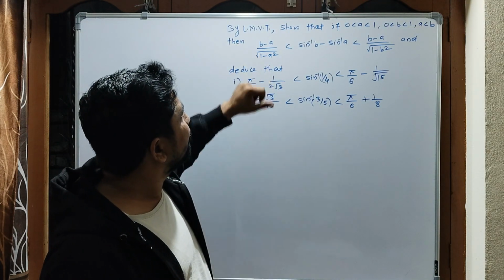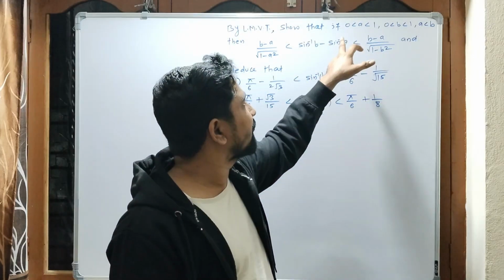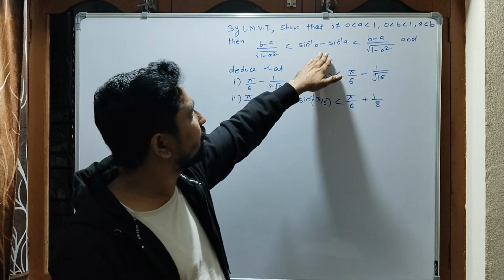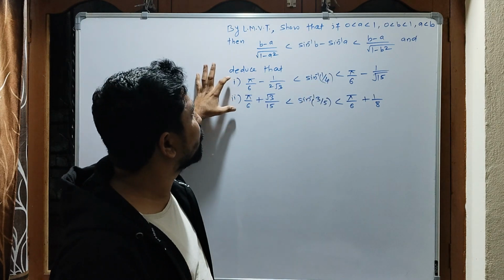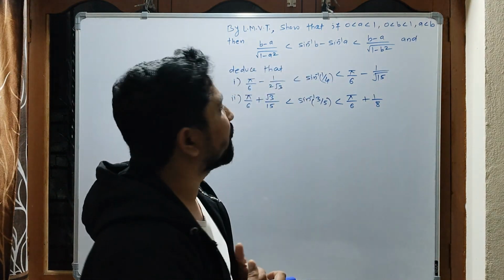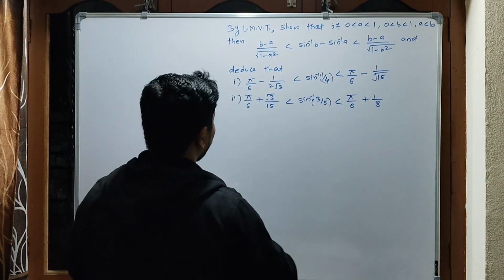that (b minus a) divided by under root 1 minus a square is less than sin inverse b minus sin inverse a, which is less than (b minus a) divided by under root 1 minus b square. With the help of this inequality, show these two inequalities. So here we have to use Lagrange's mean value theorem to prove this inequality. So here I will start the answer.